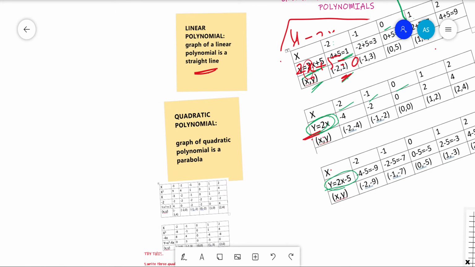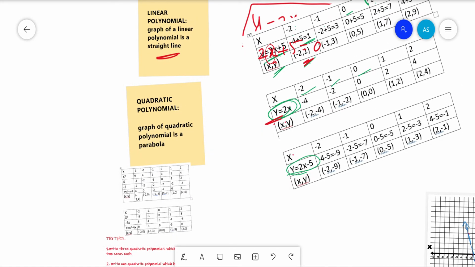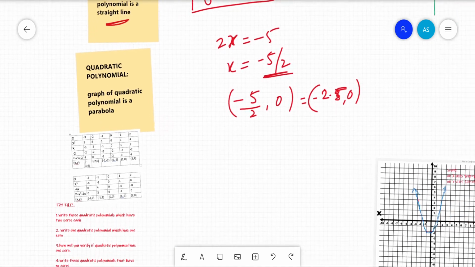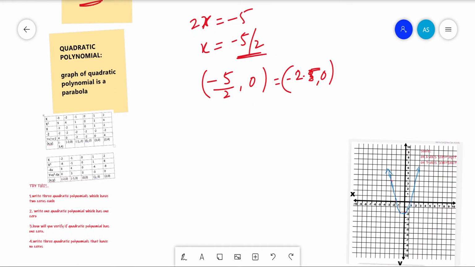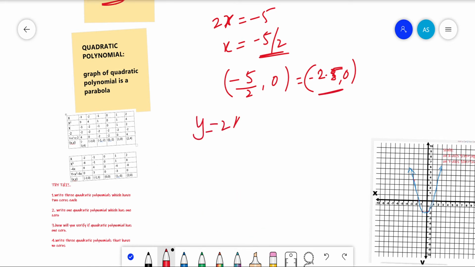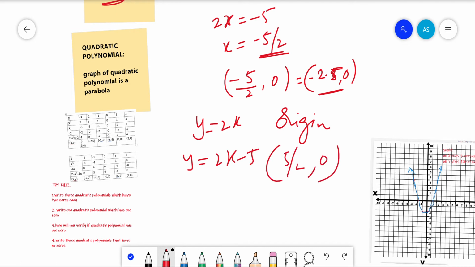Next, what can you observe? The point of intersection of the line y = 2x + 5 with the x-axis is (-2.5, 0). The line y = 2x passes through the origin. And y = 2x - 5 intersects the x-axis at (5/2, 0).